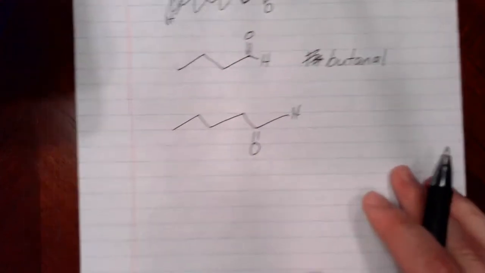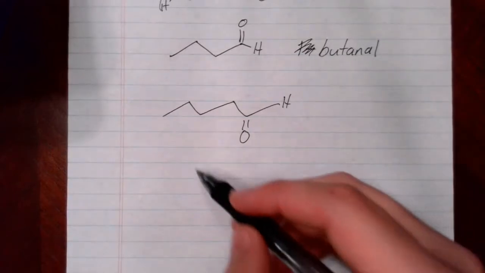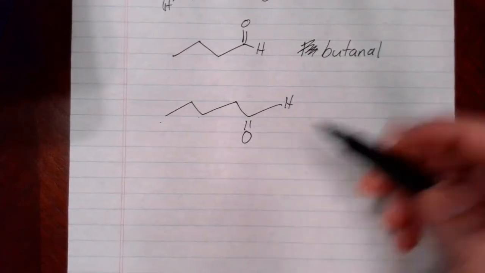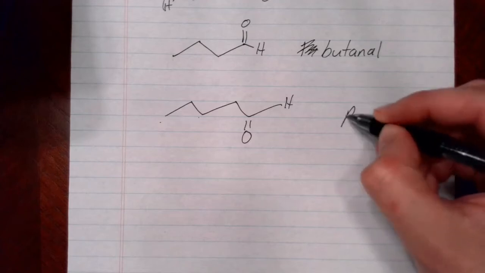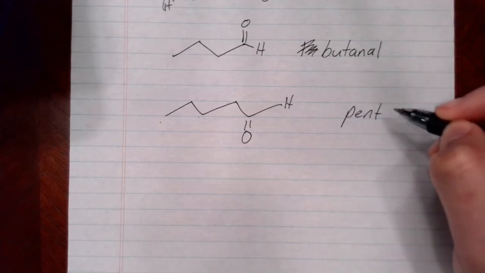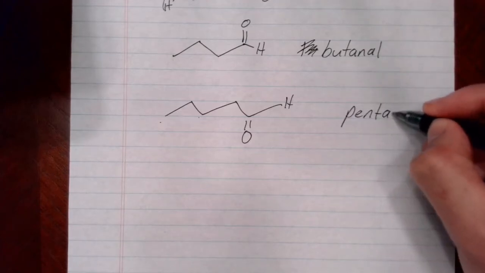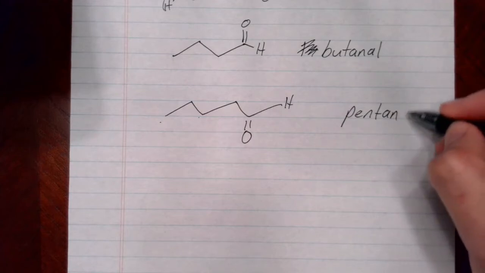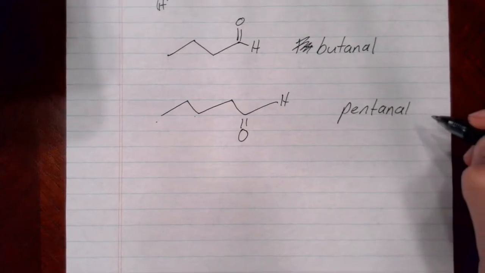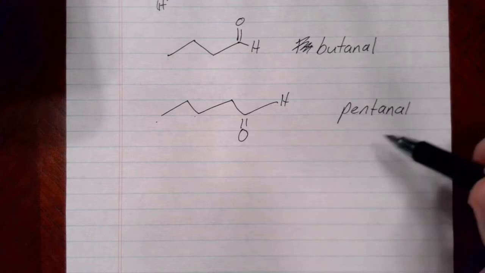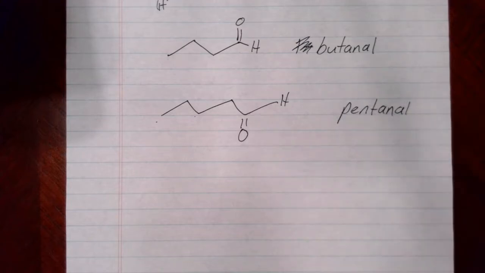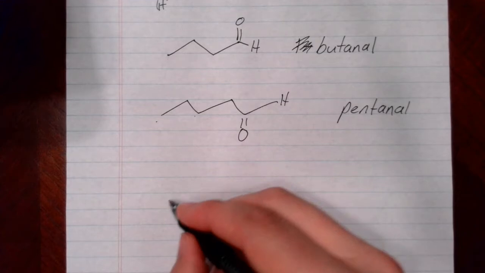Hopefully we recognize this is an aldehyde. We count the number of carbons, 1, 2, 3, 4, 5. So I have PENT. I have only carbon-carbon single bonds, so I have PENTAN. And it's an aldehyde, so I put an AL. Because it is an aldehyde, it has to be on the first carbon, so I don't need a number there. Okay, so let's look at one more.